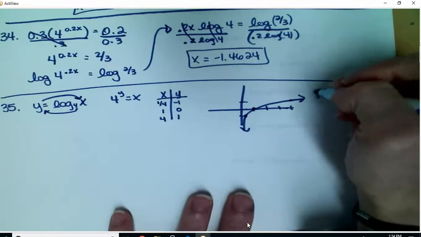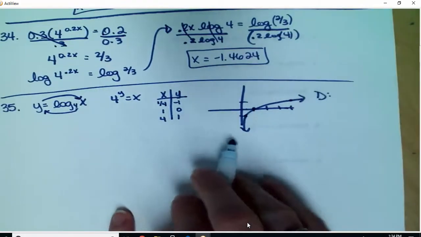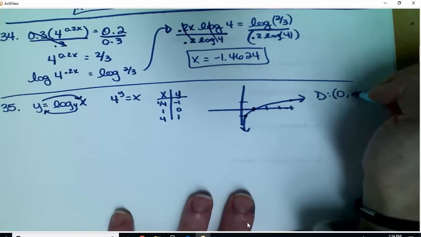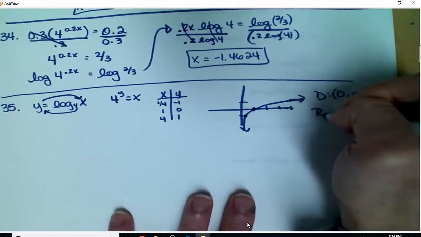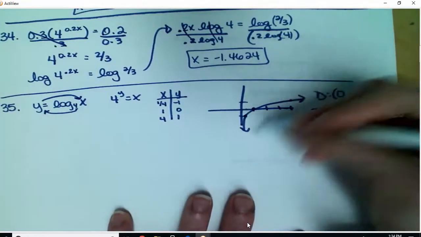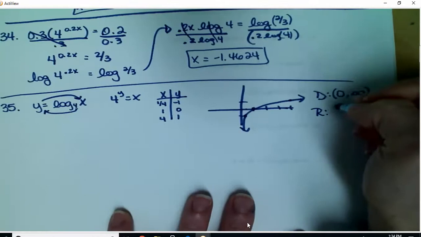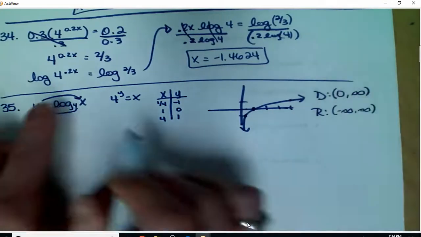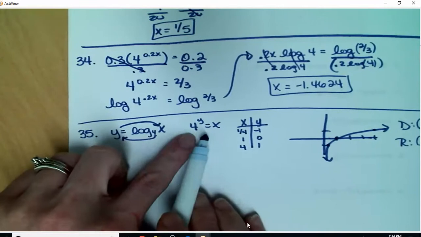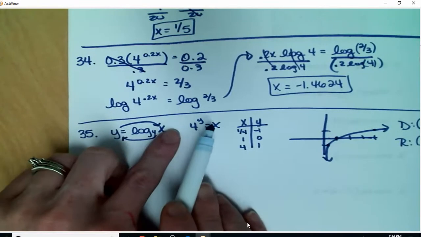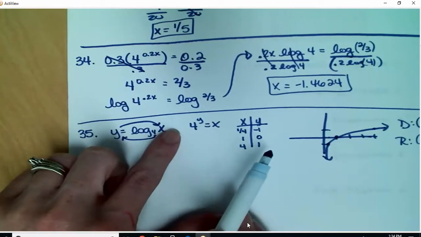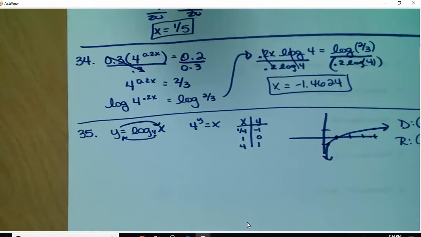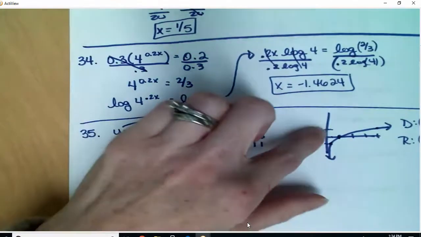Domain, as you go from left to right, this graph starts at 0, never touches it, so parentheses 0, comma infinity. The range is talking about your y. This end's going down forever, this one goes up forever. How do we know that it doesn't touch 0? If you think about this, will you ever do 4 to a power and get 0 for an answer? So you can't, if you take a positive number to a power, you only get positive answers out. So we'll never get the 0.